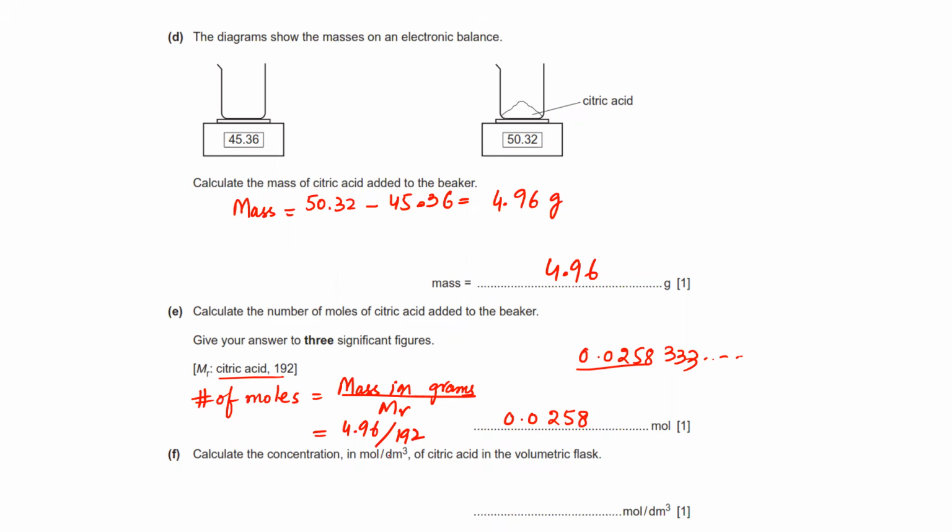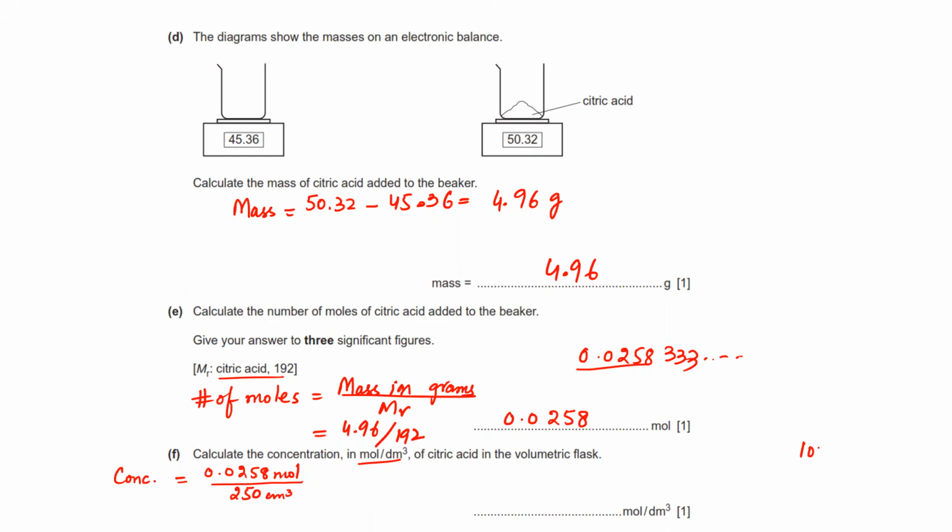Then it says calculate the concentration in mole per decimeter cube of citric acid in the volumetric flask. So these are actually the number of moles in 250 centimeter cube. So this actual concentration is 0.0258 moles in 250 centimeter cube of the solution in the volumetric flask.